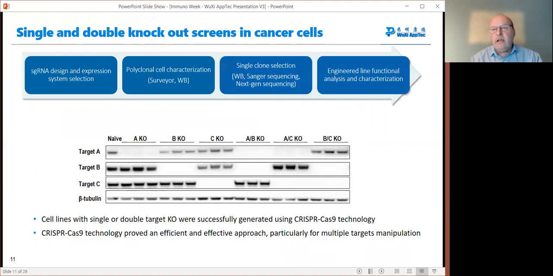On this slide, we show a little data where we've investigated both single and double knockout screens in cancer cells using sgRNA design and expression, polyclonal cell characterization, followed by single clone selection, functional analysis, and characterization of the resulting engineered cell lines.